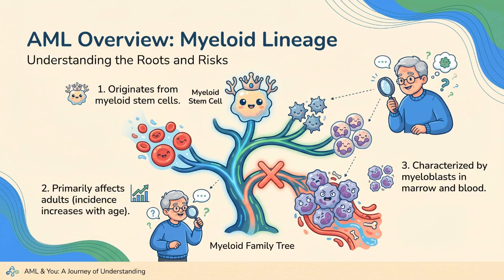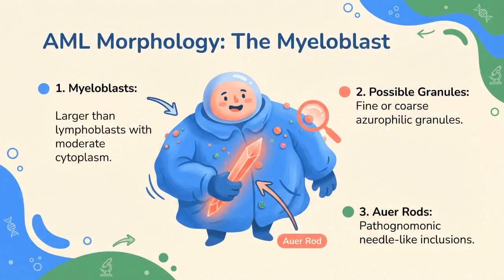Understanding that AML stems from the myeloid lineage is fundamental to interpreting its characteristic cellular morphology, which we'll explore next. Now, let's dive into the specific morphological features that characterize acute myeloid leukemia, or AML. We're talking about myeloblasts here, the immature myeloid precursors that define this disease. Myeloblasts typically present with moderate amount of cytoplasm, often basophilic, which can be a key differentiator from their lymphoid counterparts.